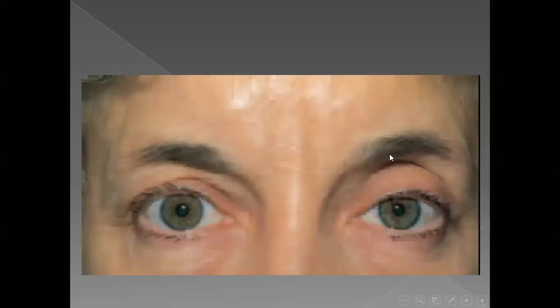Let's come to the left eye. This was the right eye, now the left eye. Over here you can see that the upper eyelid margin is covering more than 1 millimeter of the cornea. You can see it's covering nearly about 4 to 5 millimeters of the cornea. So what will be the degree of ptosis over here?